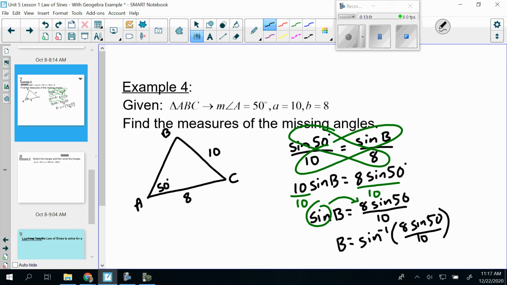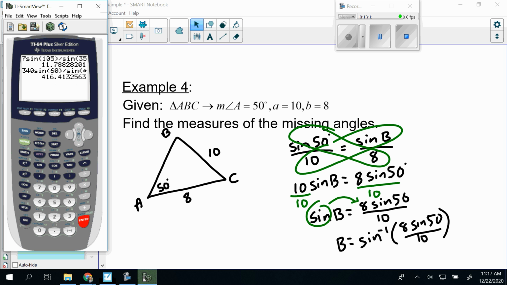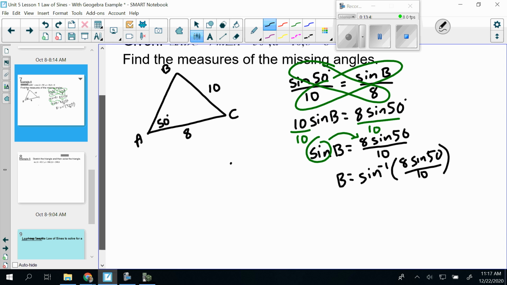So that's what we're going to put in our calculator now to find out what that angle measure is going to be. So you're going to start by doing inverse sine. Then we got 8 sine of 50, close that parentheses up for the angle of sine 50, and then divided by 10. And it tells us that the angle is going to be about 37.795. Okay, so that's angle B.